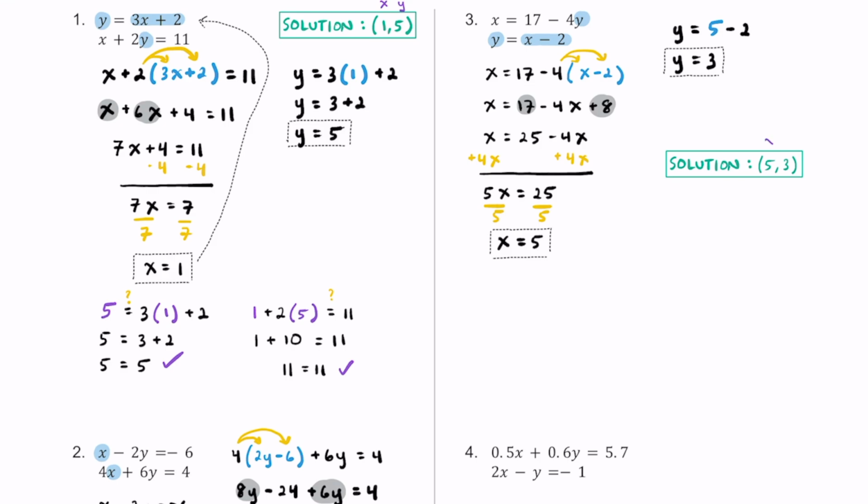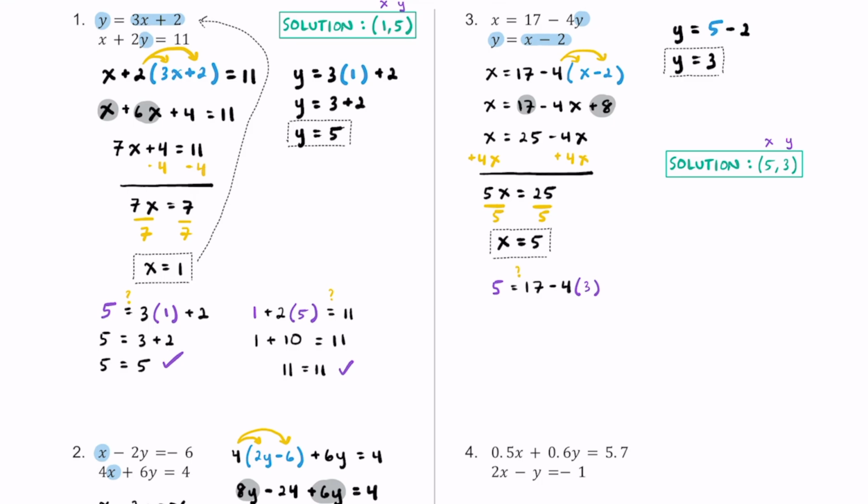Now let's go ahead and check this to make sure it makes sense. We have our x and our y value, and this should make the first equation make sense. Let's substitute those in. For the first equation, we're going to have 5 is hopefully equal to 17 minus 4 multiplied by y. Now y, we're saying, is 3. Okay, so hopefully this is true.